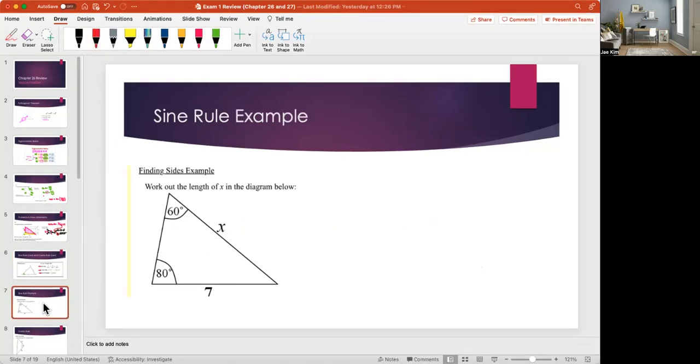Okay, so let's do this one. Okay, sine rule example. Okay, again, for sine rule, you need to have at least one known pair. Oh, my pen is not working. Okay, I'll take a pause for a second.